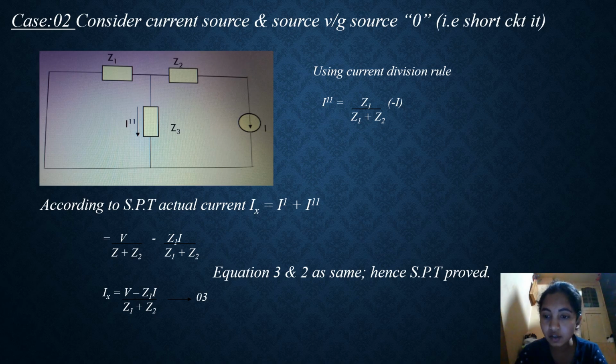After finding the values of I1 and I2, we find Ix. So V by (Z1 plus Z2) minus Z1 I by (Z1 plus Z2). Ix is equal to (V minus Z1 I) by (Z1 plus Z2). So this is equation 3. We can see that equation 3 and equation 2 are the same, and the superposition theorem is proved.